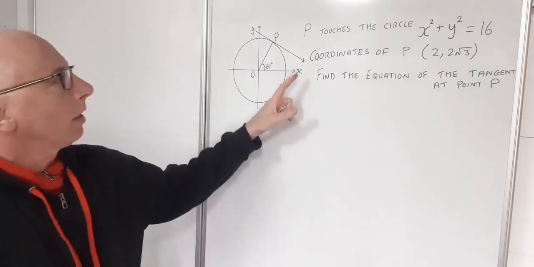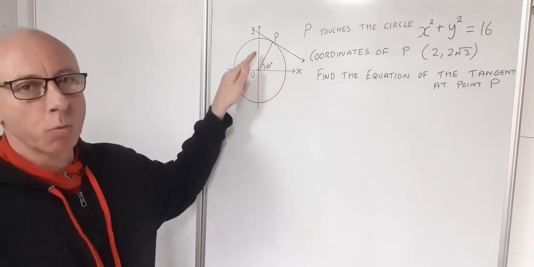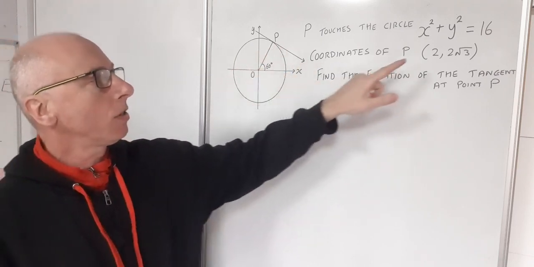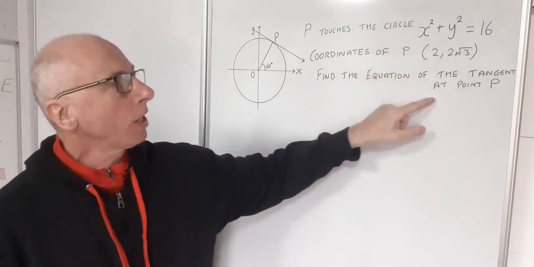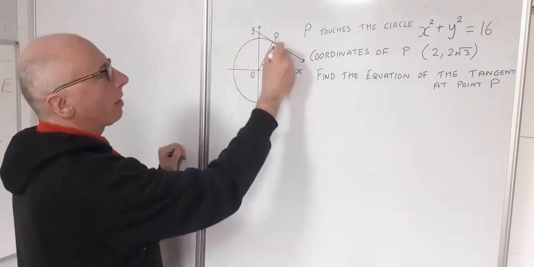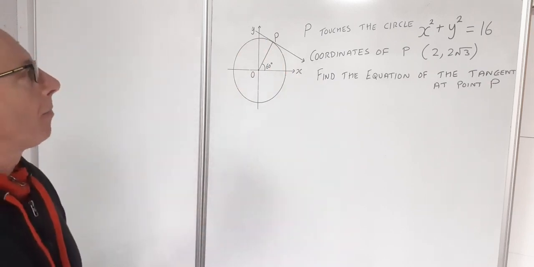So in this question here, I've got a point P touching a circle for which the formula is x squared plus y squared equals 16. And the coordinates of P is 2, 2 root 3. Now our goal is to find the equation of the tangent to the circle at point P. So that is this line here. So how are we going to do that?